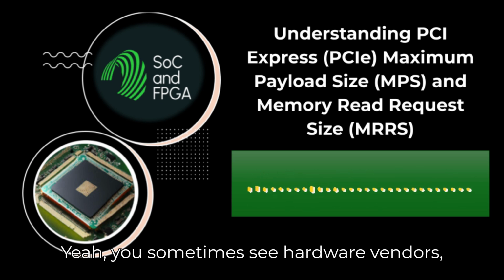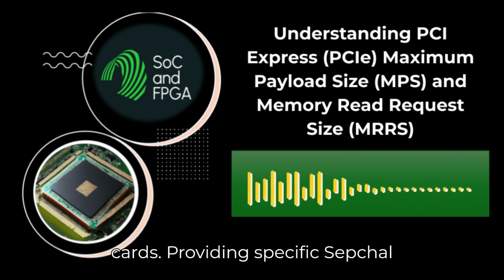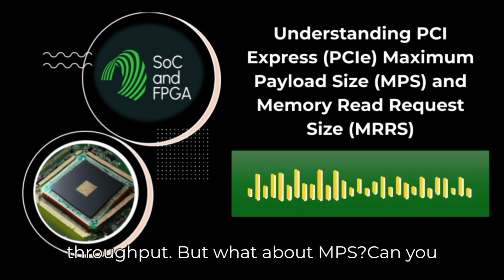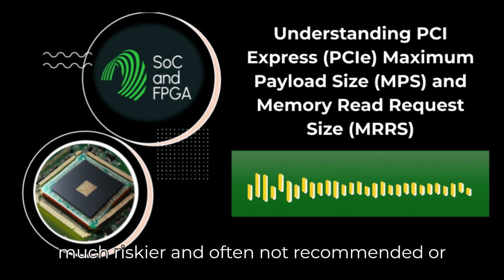Good. Yeah, you sometimes see hardware vendors, especially for high-performance network cards, providing specific setpci commands to tweak MRRS for better throughput. But what about MPS? Can you change that dynamically? Generally, that's much riskier and often not recommended, or even possible.